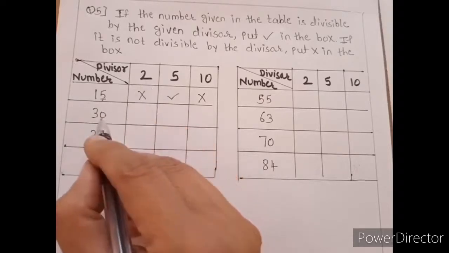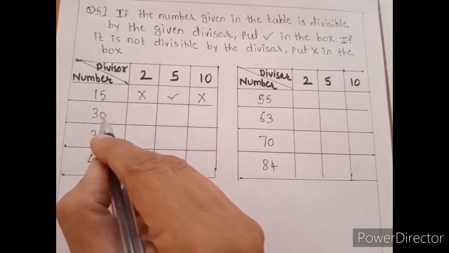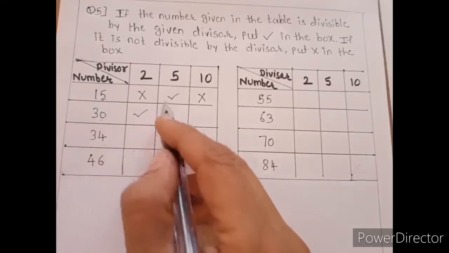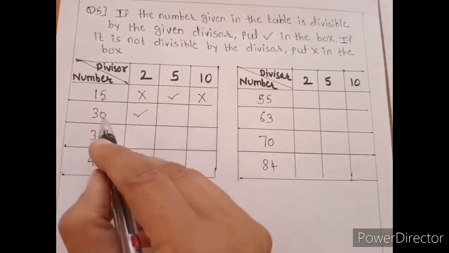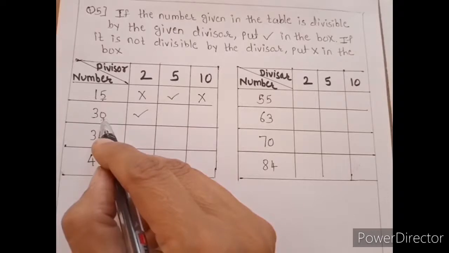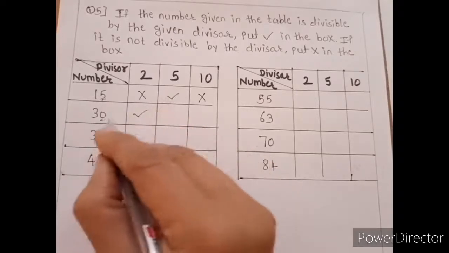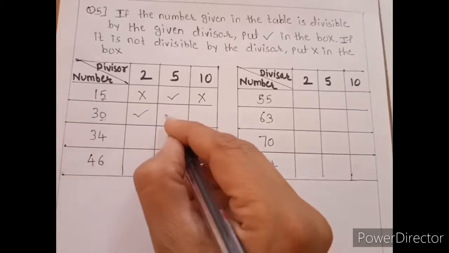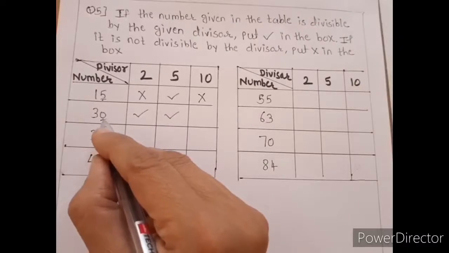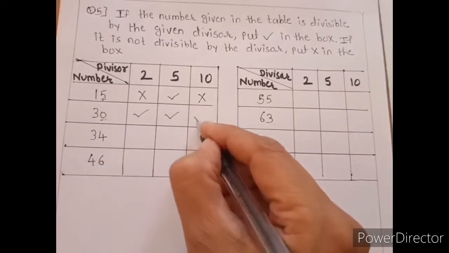In this way, we have to find out whether the number 30 is a multiple of 2 or not. Observe the unit place. There is a 0. Yes. So 30 is divisible by 2. Again, we have to find out whether 5 is a divisor of 30 or not. Observe the unit place. There is 0. So it is divisible by 5. So put a tick mark. There is a 0 in the unit place. So it is also divisible by 10. So put a tick mark.